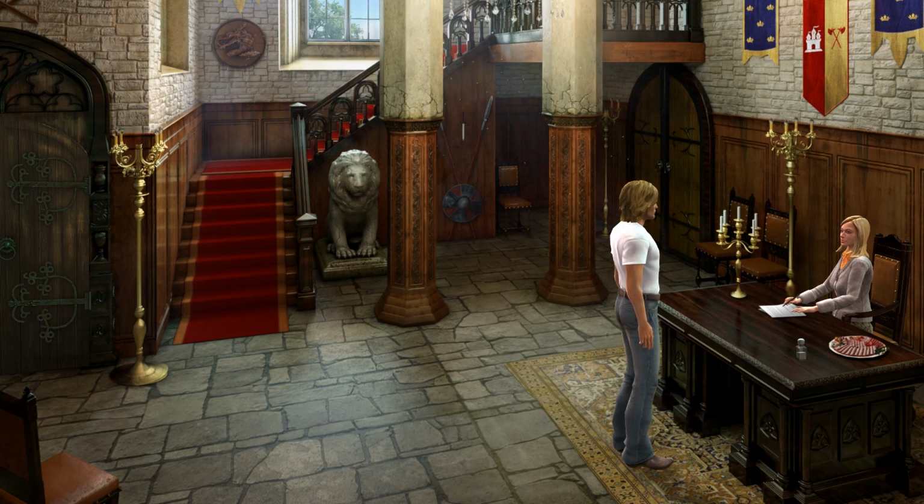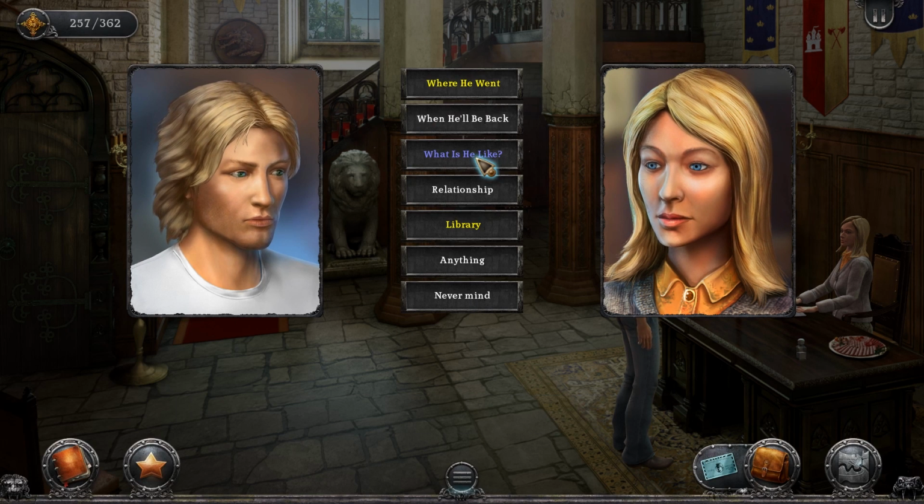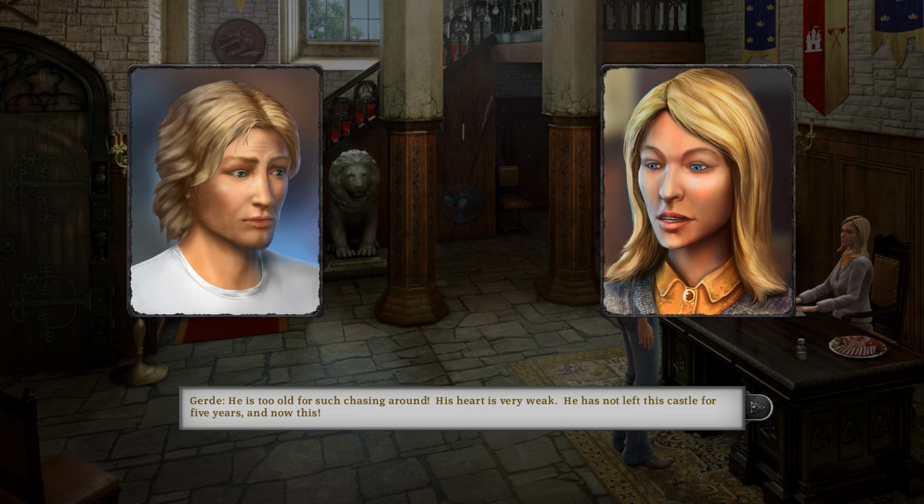Can I ask you a few questions? Yeah, of course. Tell me about Wolfgang. What would you like to know? Where do you think Wolfgang went? I don't know, but I have a feeling he has gone off to be Schattenjäger again. He is too old for such chasing around. His heart is very weak. He has not left this castle for 5 years, and now this?